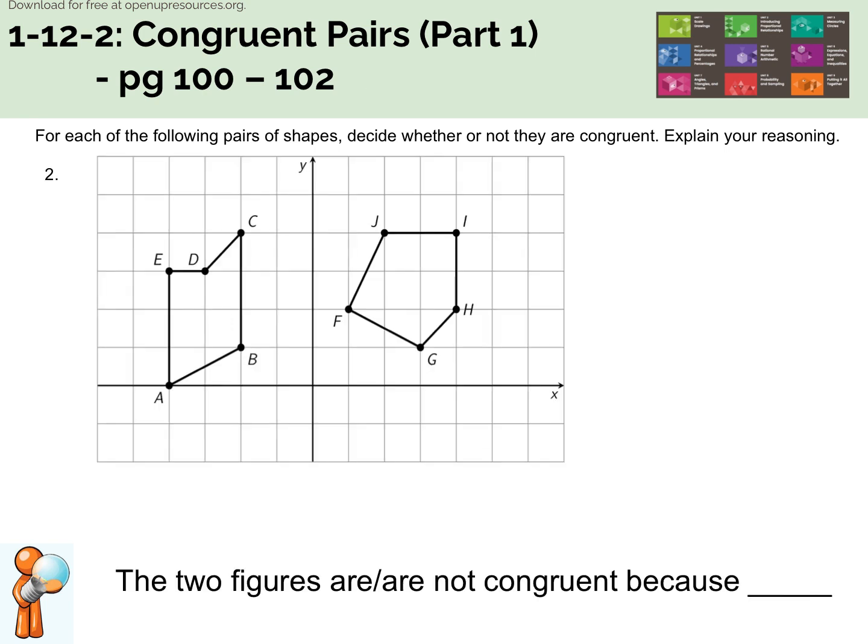All right, so here's number 2. We're going to figure out if these two are congruent. Again, you're going to write if the two figures are or are not congruent because, and you have to give a reason why in there, not just yes or no. Make sure you have that reasoning, because you're going to be using this also in your quiz and your test. You have to explain things, so we want to make sure we understand that. Go ahead and answer that and then come back to me.